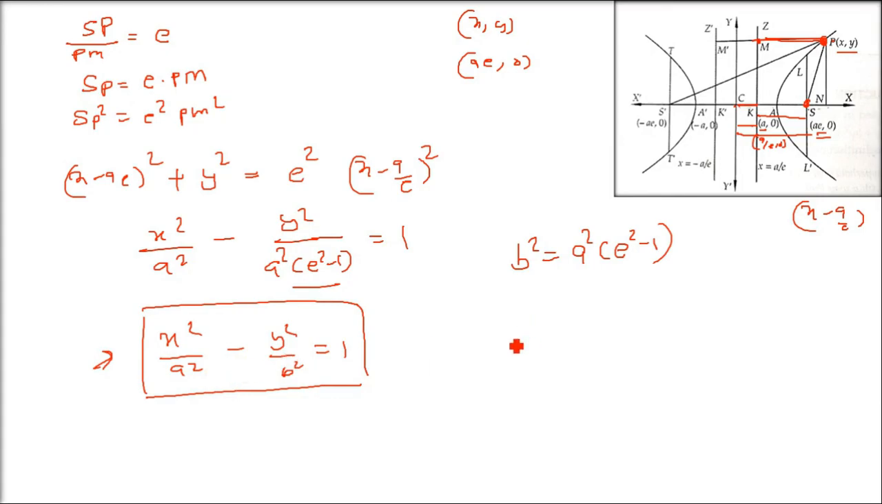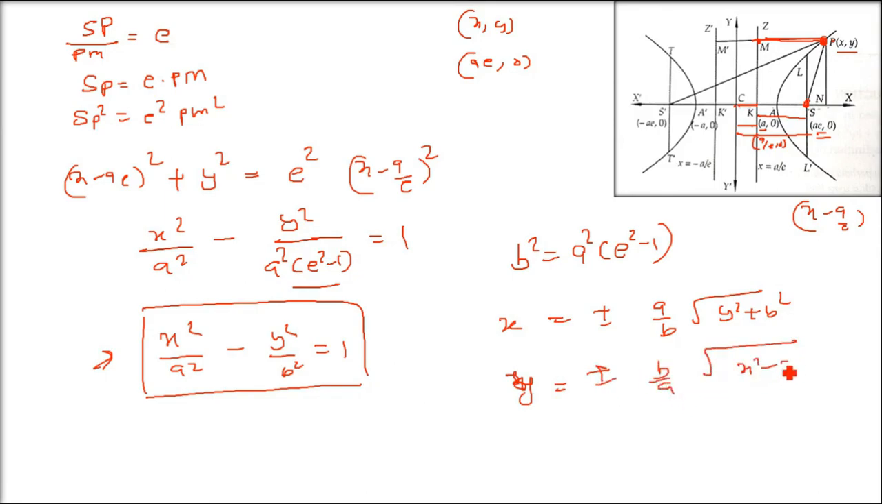If you want to find x from this equation, what are you going to get? Plus minus a by b under root y square plus b square. If you want to find out y, it will be plus minus b by a under root x square minus a square. So these are certain things. We have symmetry here. In the next discussion, I'm going to tell you what are the vertex, what are the focuses, what is the latus rectum. Everything we are going to discuss in the next discussion.